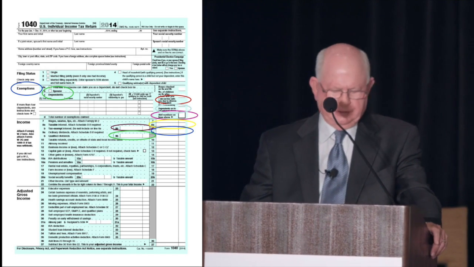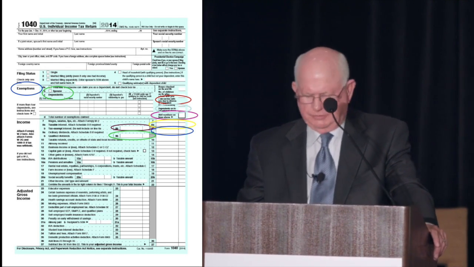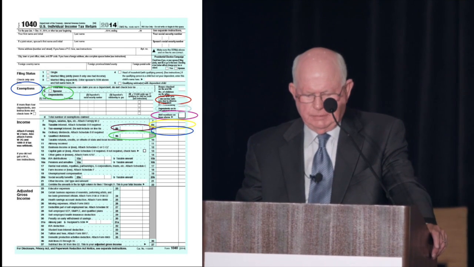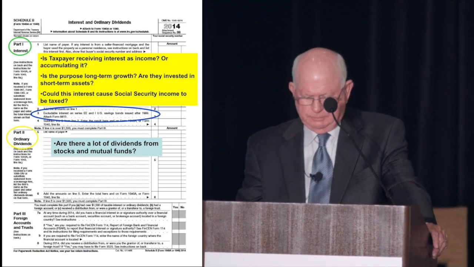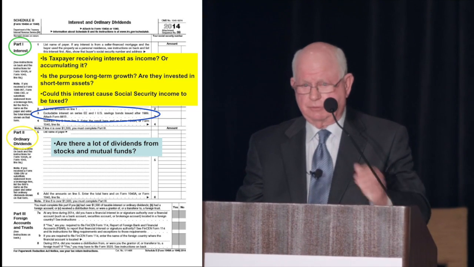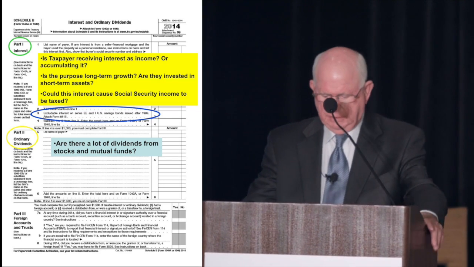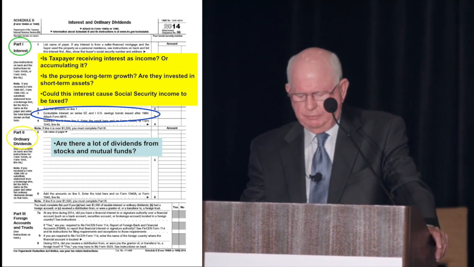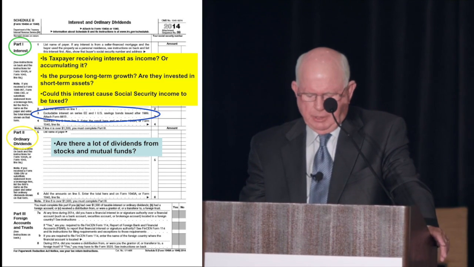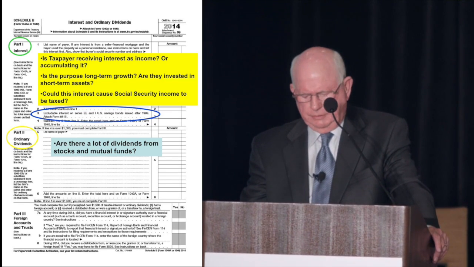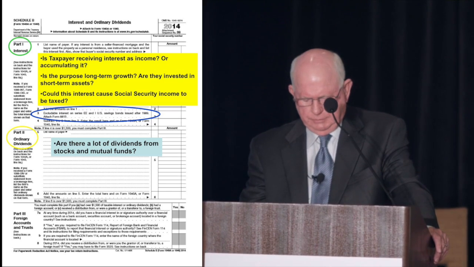Line 9A on Form 1040 pertains to ordinary dividends, which are detailed on Schedule B, Part 2. Here are the questions you ask here. And I can tell you this is a great place to uncover a lot of stuff. If there are a lot of dividends from stocks and mutual funds, then you've got a prospect for an annuity, variable annuity, or a tax-efficient mutual fund also.